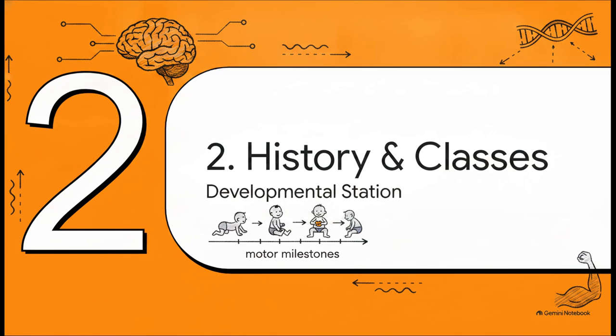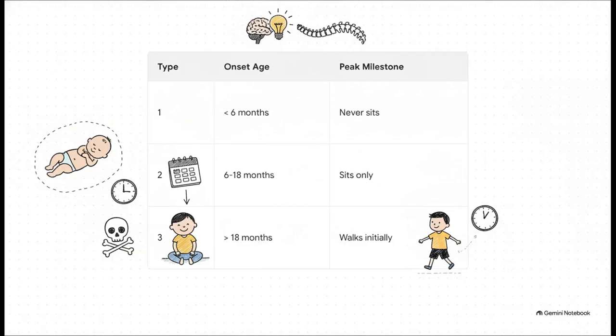Moving right along to Section 2, History and Classifications, specifically for the developmental station. So if you're in the development station, the patient's history and their motor milestones are your immediate roadmap to identifying the exact type of SMA. Notice how the onset time perfectly matches the highest motor milestone the child achieves? It lets you instantly categorize the patient.